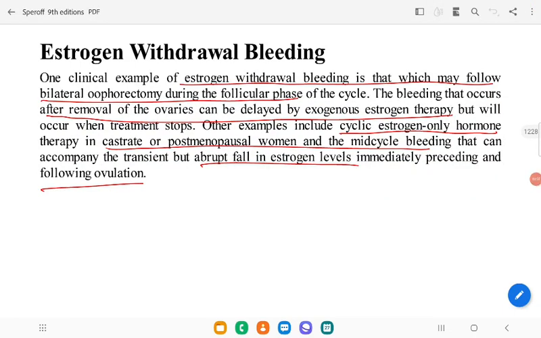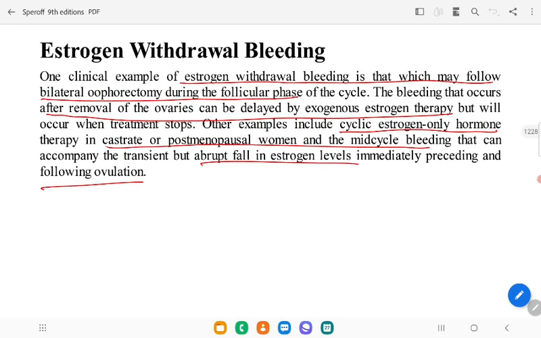Today we'll talk about estrogen withdrawal bleeding. One clinical example of estrogen withdrawal bleeding is that which may follow bilateral oophorectomy during the follicular phase of the cycle.